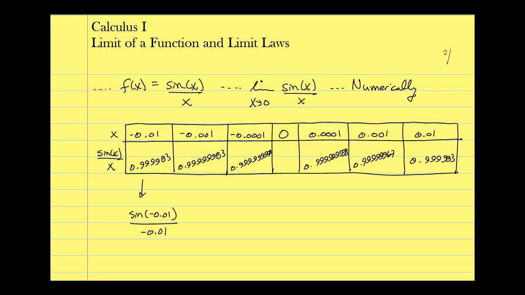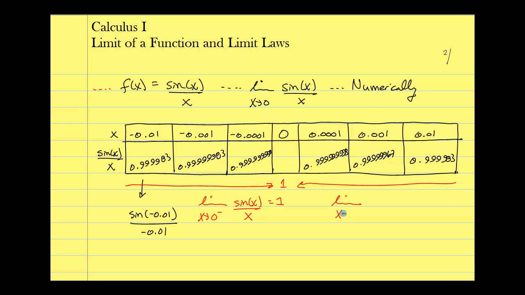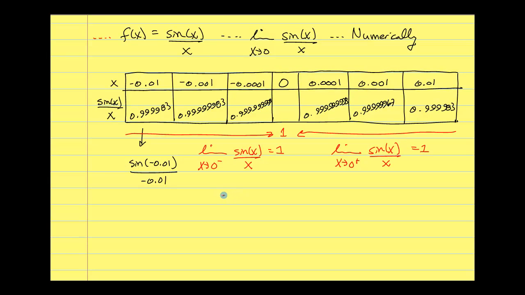But we can see the behavior here is as I approach 0 from the left, this is getting closer and closer to 1. As I approach 0 from the right, it's getting closer and closer to 1 as well. So what we have here is the limit from the right agreeing with the limit from the left. So here I have the limit as x approaches 0 from the left of sine x over x equals 1. Over here I have the limit as x approaches 0 from the right of sine x over x is equal to 1 as well. Because the limit from the right and the limit from the left agree, this implies that the overall limit as x approaches 0 of sine x over x equals 1.